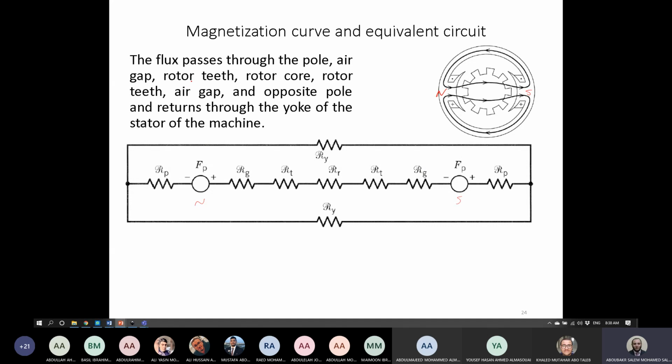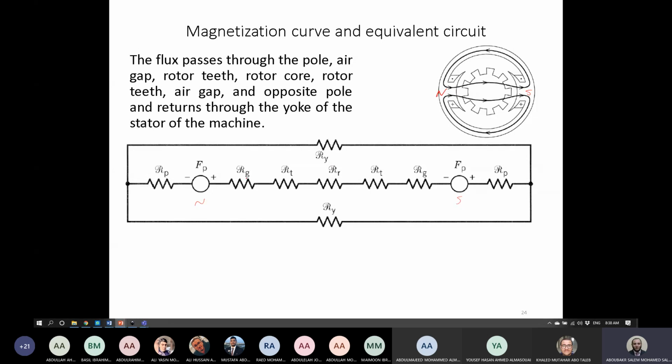And the flux is going to move across many materials. As you can see here, flux path through the pole. So we have reluctance for the pole itself. Air gap, so we have another reluctance for the air gap. Rotor teeth, rotor core, rotor teeth again, because it's going to move through rotor teeth from here and through the core and return from the rotor teeth again and go to the air gap and pole and so on. So this is now the travel path of the flux.